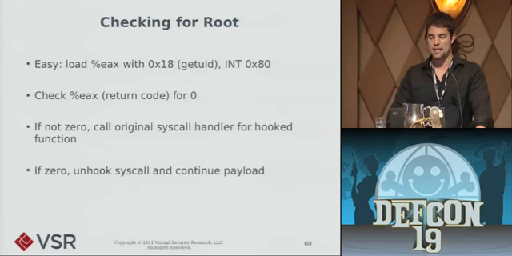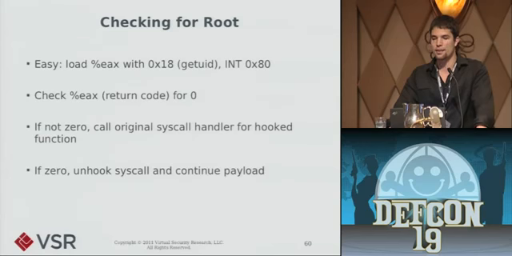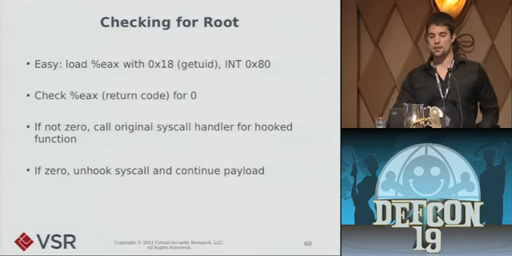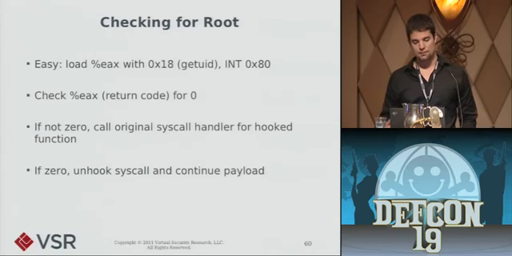So now back to the actual challenge. We wanted to see if our process is owned by root. All you need to do is load the EAX register with the syscall number for getuid and call int 80. It's really easy. Then you can just check the return code. If it's 0, then we know our process is owned by root and we'll carry on. If it's not 0, then we'll just send that process along and have it call the original syscall handler that we hooked. So it just does whatever it was intending to do and keeps going.